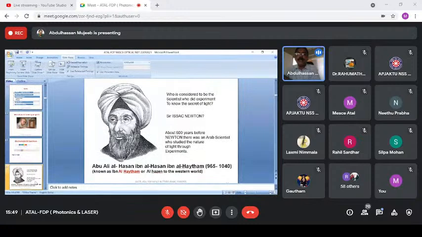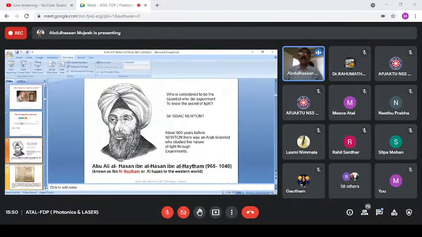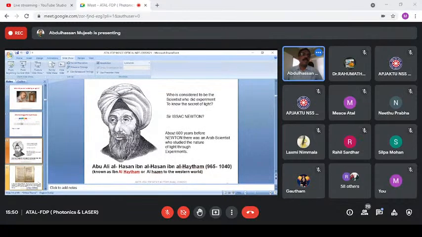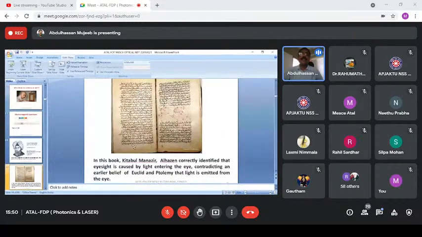But remember, about 600 years before Newton, there was an Arab scientist who studied the nature of light through experiments. His name is Abu Ali al-Hasan ibn al-Haytham. In the photonics community, we know him as Ibn al-Haytham. He is considered the father of photonics, or father of light, who gave the insight, or secret, of light. This is the book written by Ibn al-Haytham.